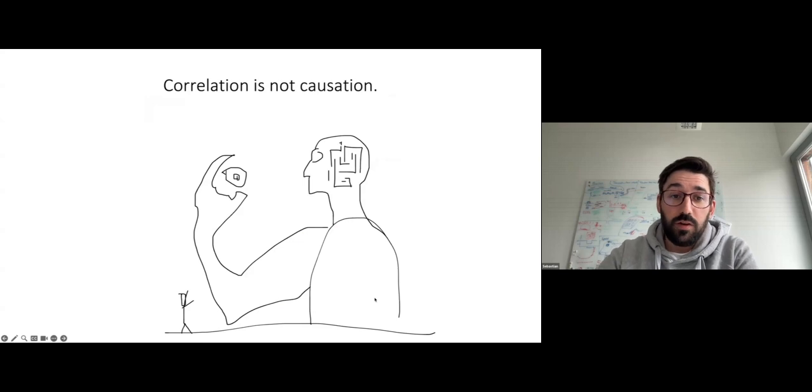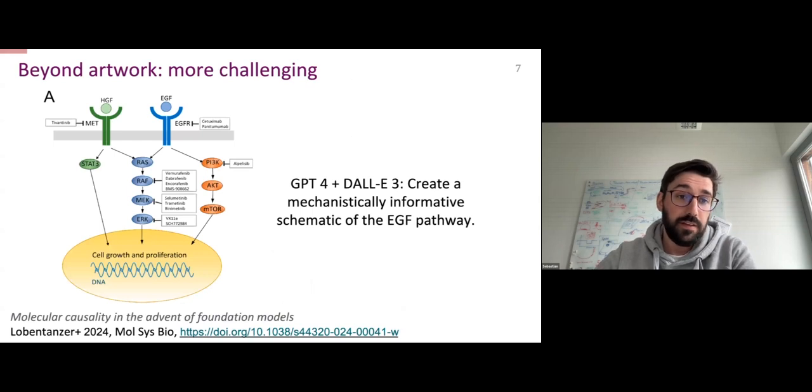And going beyond this initial level of artwork obviously is more challenging, and there's a lot of work still to be done. And so we have recently written a perspective on translating this into the molecular realm. So on the left here, we see a human-made diagram of the EGF pathway and the different components. What would happen if you interfere with one of these components for treatment reasons?